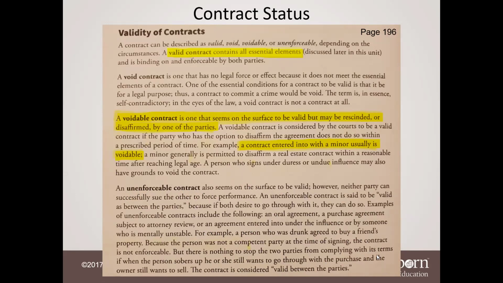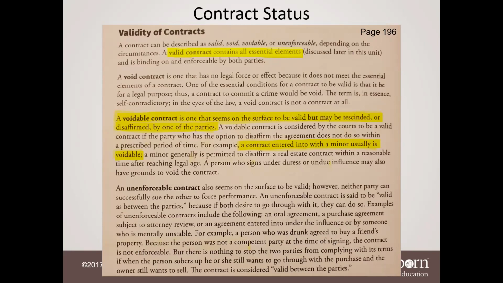No. But they do give an example, like a person who was drunk agrees to buy a friend's property. Maybe that friend is also drunk. And because neither party was a competent party at the time of signing, the contract's not enforceable. But if they both sober up and want to continue being in the contract, there's nothing to stop them from doing so. This type of contract is known as being valid between the parties.